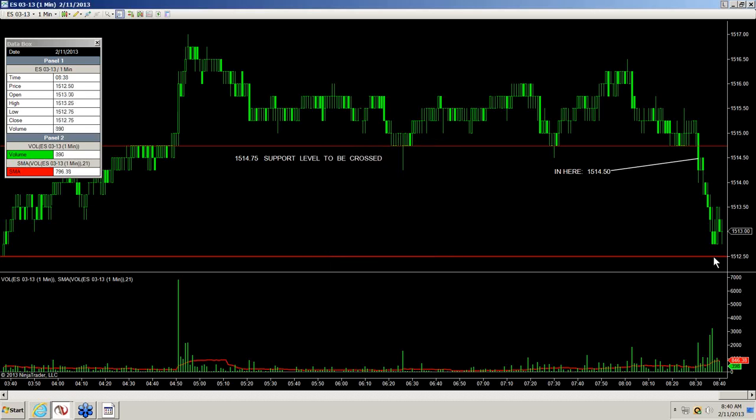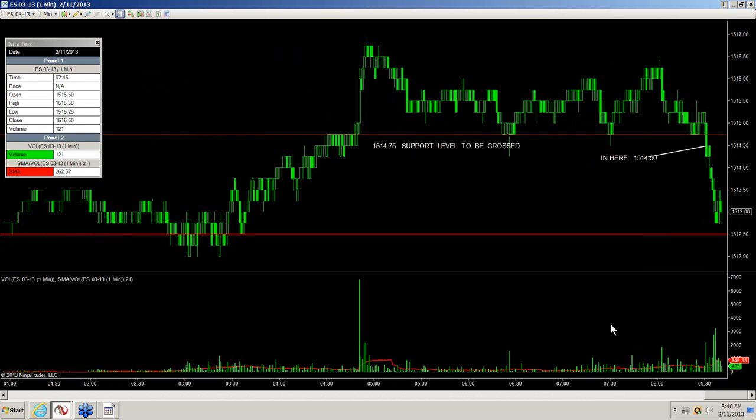Here's a price profit target at 1512.50. An initial price profit target at 1512.50, laid out by these series of data points on a 1 minute chart right here.